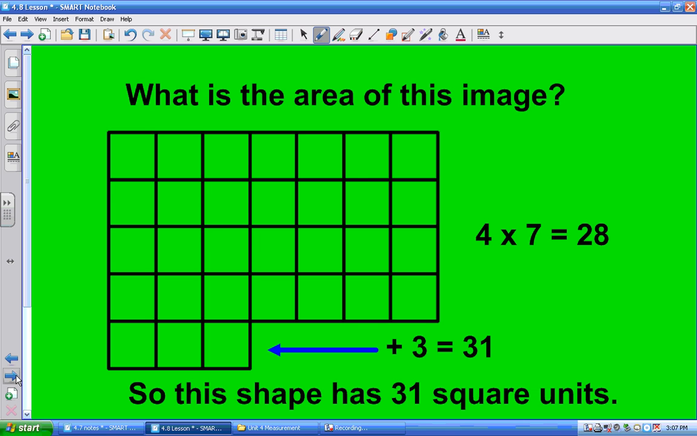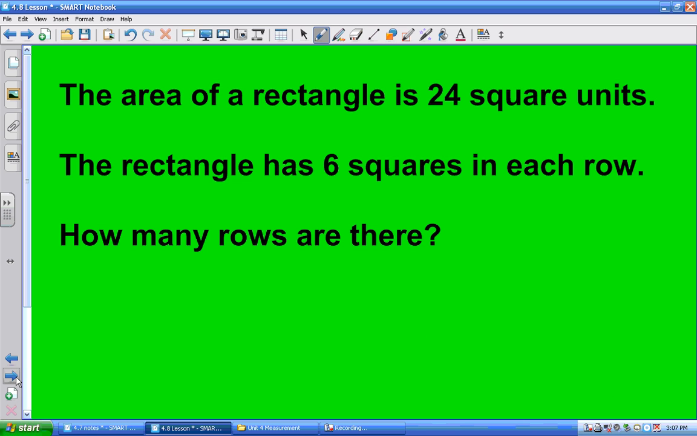Yes. Good job. Now, this is the next thing. Here we're going backwards. Now, what's the opposite of multiplying? Dividing. Right, so that's your hint. We're going to go backwards. So the area of a rectangle is 24 square units. The rectangle has 6 squares in each row. So how many rows are there?